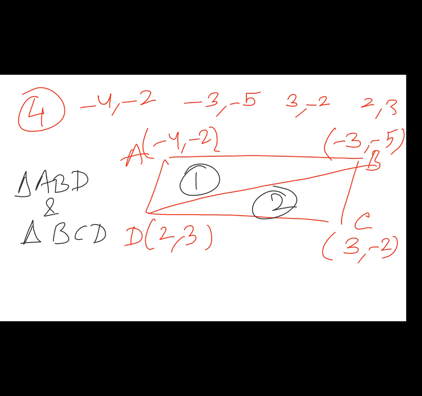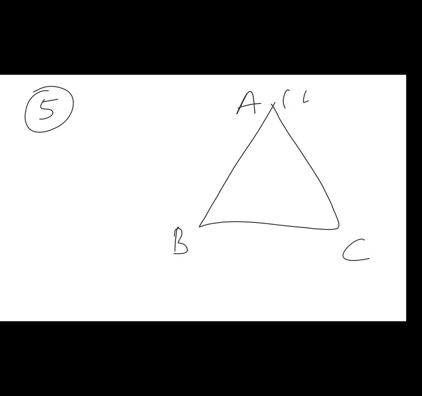And the last question is question number 5. You have studied in class 9th that a median of a triangle divides it into two triangles of equal area. Verify this result for triangle ABC. So we have triangle ABC. A is 4 and -6. B is 3 and 2. And C is 5, 2.